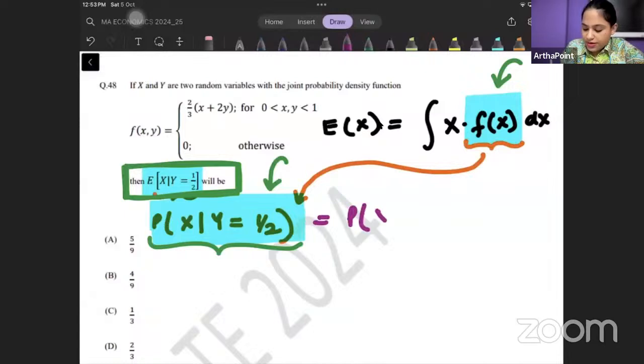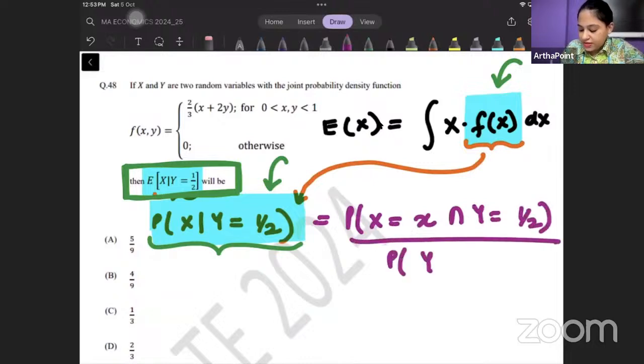This will be probability of x, y equal to half. That means their intersection. So I can write it in a better way like this. Probability x equal to some x and y is half upon probability y is half. ऐसा लिख सकते हैं.